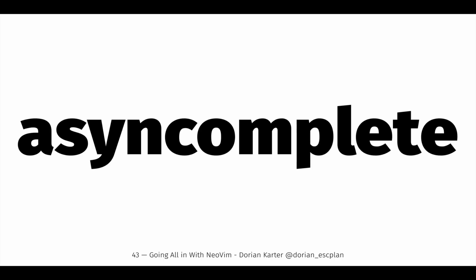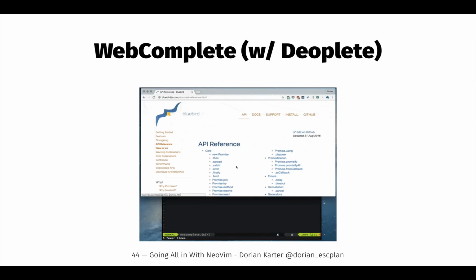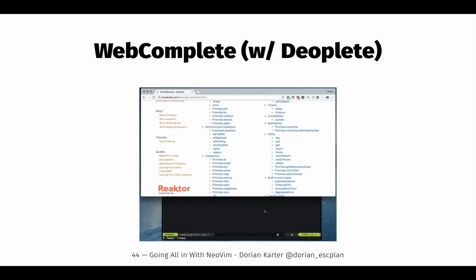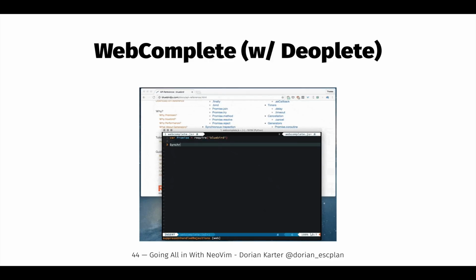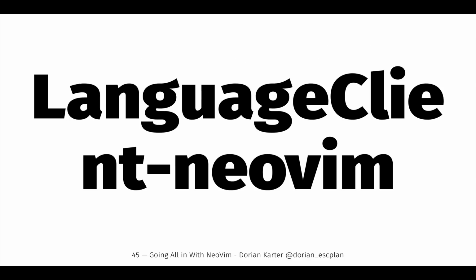I'm going to show you another cool thing that NeoVim can do with a plugin. It's called WebComplete. So if you Google something, for example, the Bluebird API, as you can see in this demo, basically Deoplete will use that as a source, and then it will copy stuff from the web and use that as a completion source for you. You can do the same thing from Tmux and so on. That's extremely powerful. And right now it only works with Chrome.